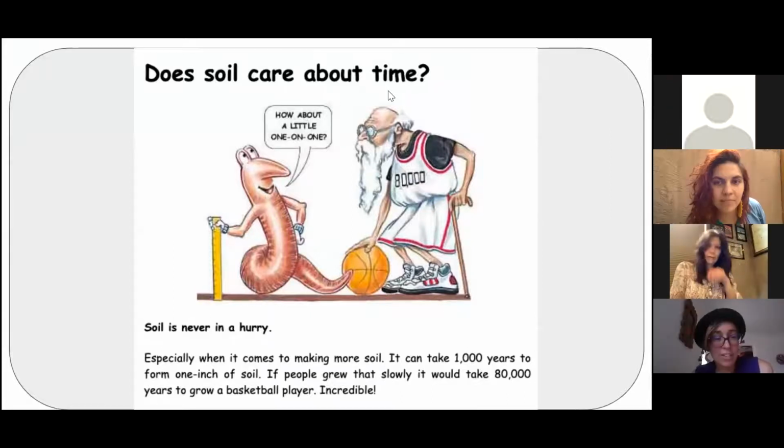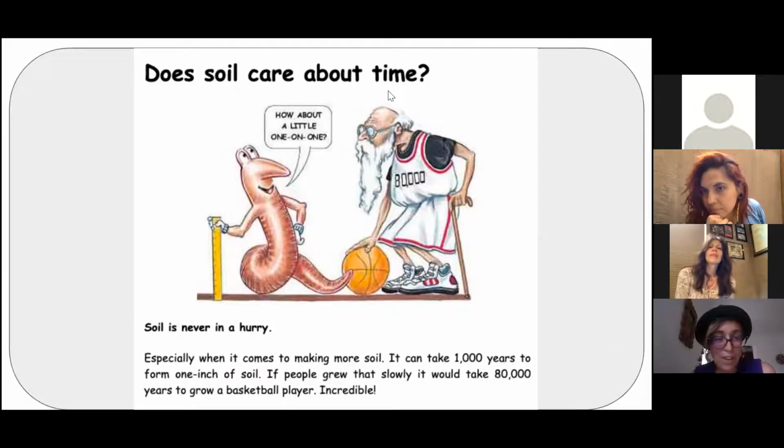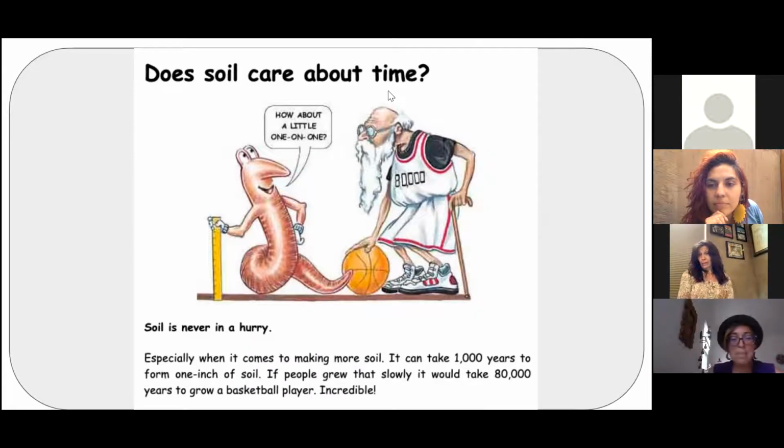It's just lots and lots of dirt, and that's kind of sad. We're also going to point out one more thing, and that's that soil takes time. It takes a lot of time to build soil. So this funny worm picture is just talking about how it takes 1,000 years to form 1 inch of soil. Which is funny because it says then it would take 80,000 years to grow a basketball player. That's just a long time.